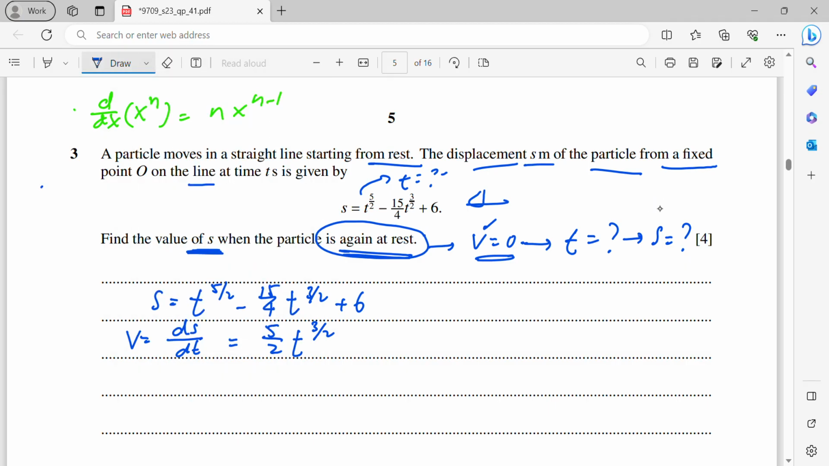So then, the second term, I will keep the minus 15 over 4. To differentiate t to the power of 3 over 2, you now bring down the 3 over 2. Then the power of t now becomes 3 over 2 minus 1, which is half. And the last term without t means you are getting 0. So now I will simplify. It will be 5 over 2 t to the power of 3 over 2, minus 15 over 4 times 3 over 2, which is 45 over 8 t to the power of half. And now because it is at rest again, I will let v equals 0.